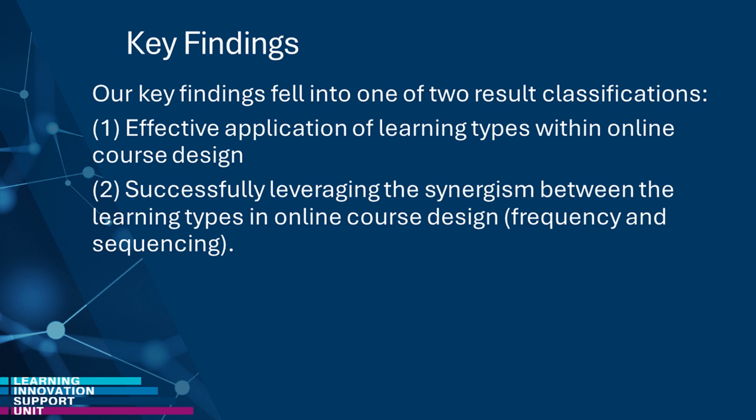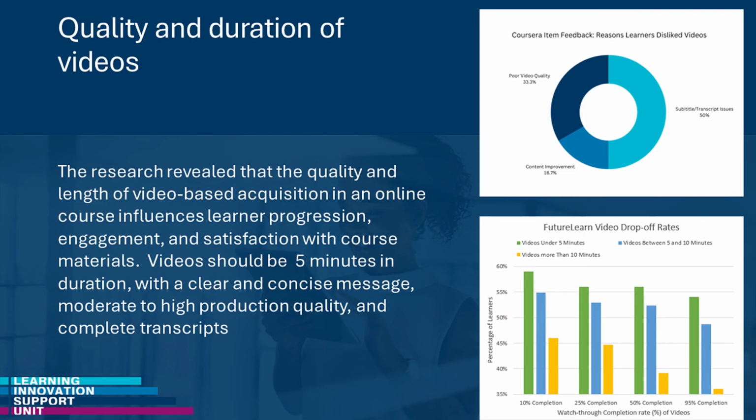The first category relates to the effective utilization of individual learning types, or selectively grouped learning types, and their impact on online course design. The first key finding had to do with the quality and duration of videos. Based on the research results and existing research on video-based engagement, videos that are under 5 minutes in duration, with a clear and concise message, moderate to high production quality, and complete transcripts contribute to the optimal learner experience.